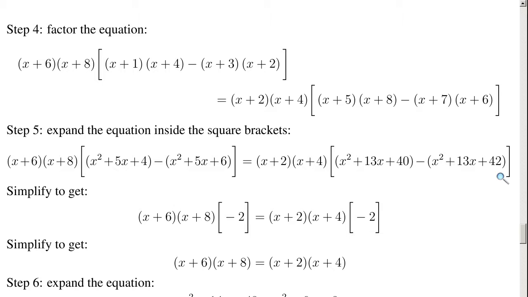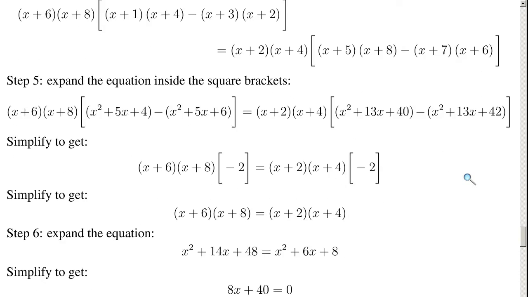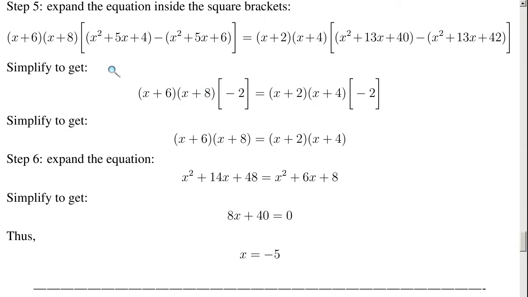Now we have this massive equation with quadratics in it, and it may make us feel like we want to cry. Good news is we don't have to, because look at how these simplify. x squared minus x squared is 0. 5x minus 5x is 0. 4 minus 6 is negative 2. So all of this stuff inside the square bracket just becomes negative 2.